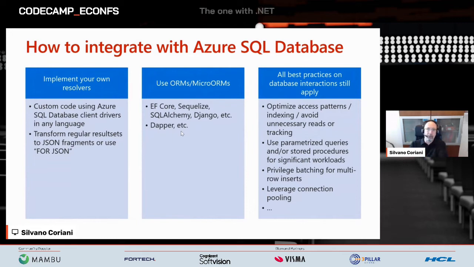Right. That said, the way we are implementing those resolvers, all the best practices of accessing data still apply here, right? So of course we use parameterized queries, stored procedures where it makes sense, for example in mutations, prefer batching for multi-row operations, and leverage connection pooling. Not big news in this sense, but it's super important because our GraphQL endpoint will only be good at consuming our relational data if our data access code is implemented properly, right?